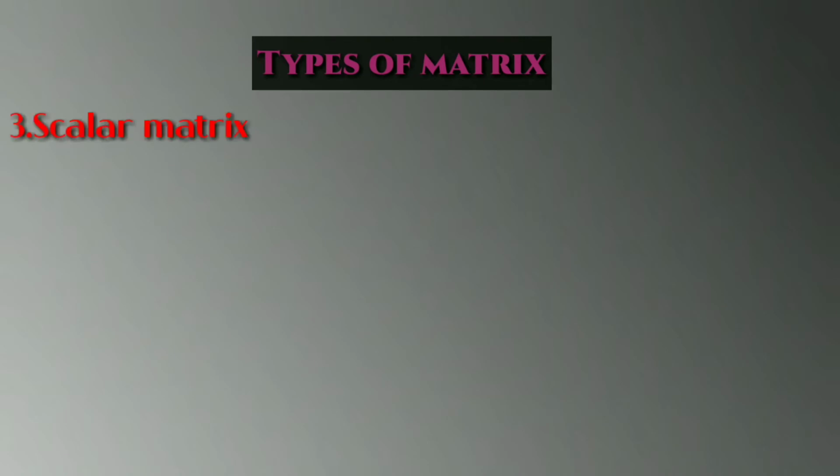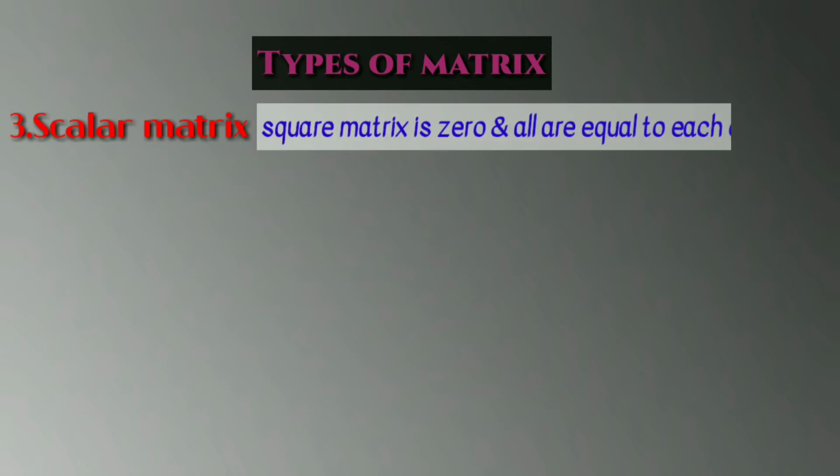Next, the third one, the scalar matrix. The definition: if each non-diagonal element of a square matrix is equal to 0 and all the diagonal elements are equal to each other. So this is also a scalar matrix, also a square matrix, where the non-diagonal elements are 0 and all the diagonal elements are equal to each other.